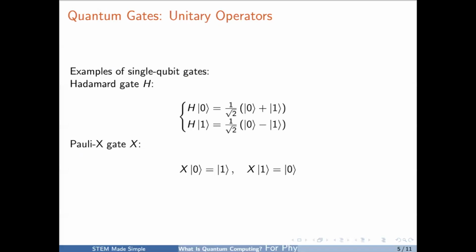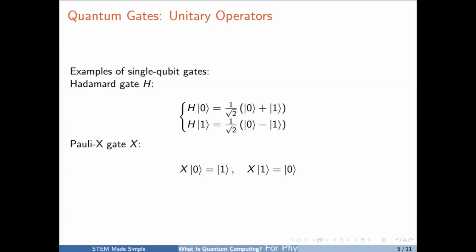Quantum operations are implemented as unitary matrices. For example, the Hadamard gate acts on the computational basis as H|0⟩ = (1/√2)(|0⟩ + |1⟩). H|1⟩ = (1/√2)(|0⟩ − |1⟩).